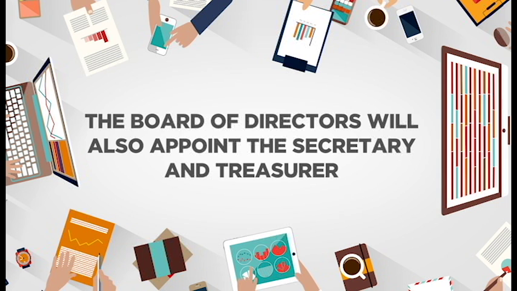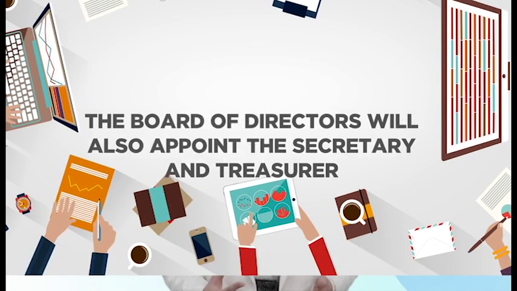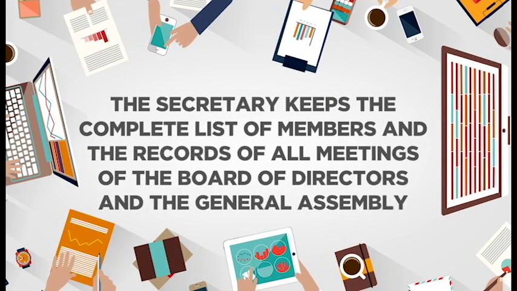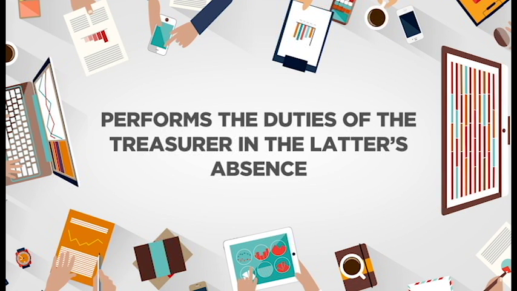The board of directors will also appoint the secretary and treasurer. They are not considered members of the board. The secretary keeps the complete list of members and the records of all meetings of the board of directors and the General Assembly. He or she also prepares the notice and minutes of the meetings and performs the duties of the treasurer in the latter's absence.